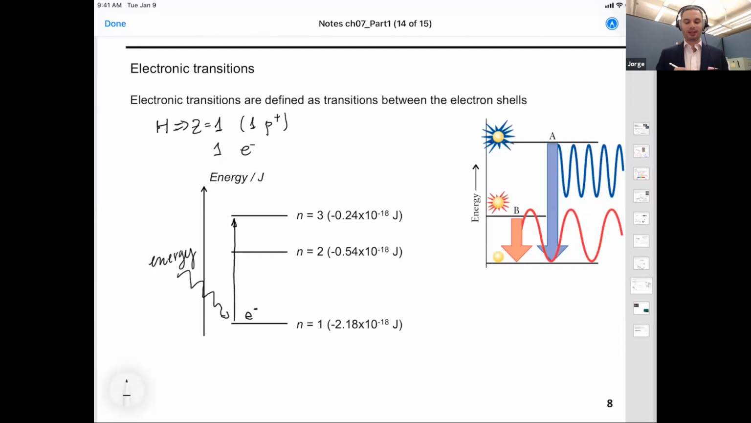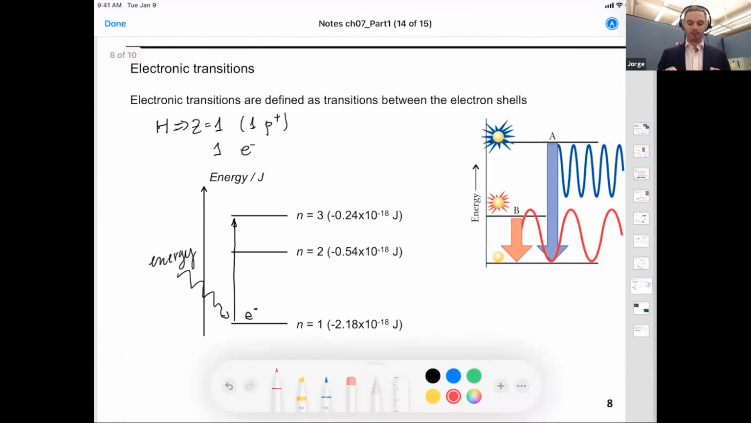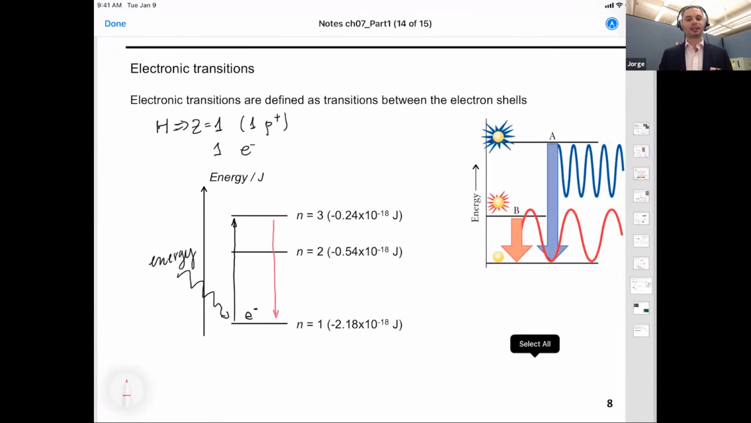Once the electron is excited, it goes to a higher energy state. It's hard to live in a high energy state. The electron will go back from where it came from. When the electron goes back from where it came from, that's the same thing as an exothermic transformation. It will release energy. And the energy released has a very specific value that depends on the delta E between the shells here.